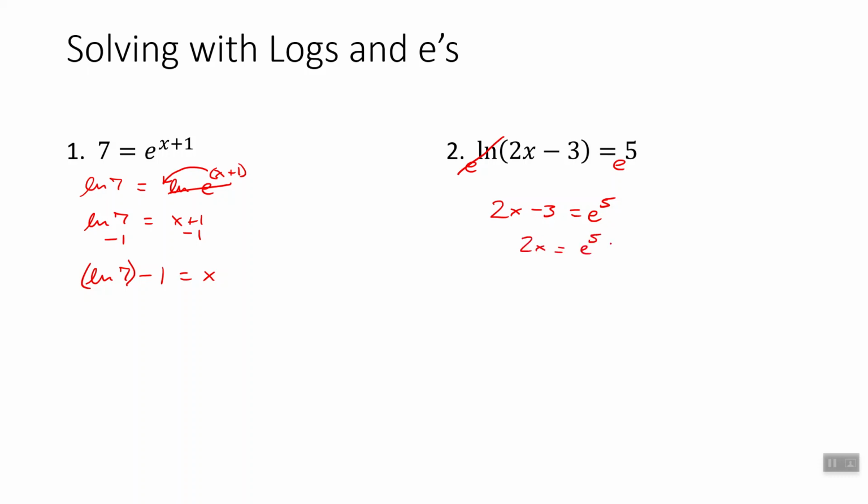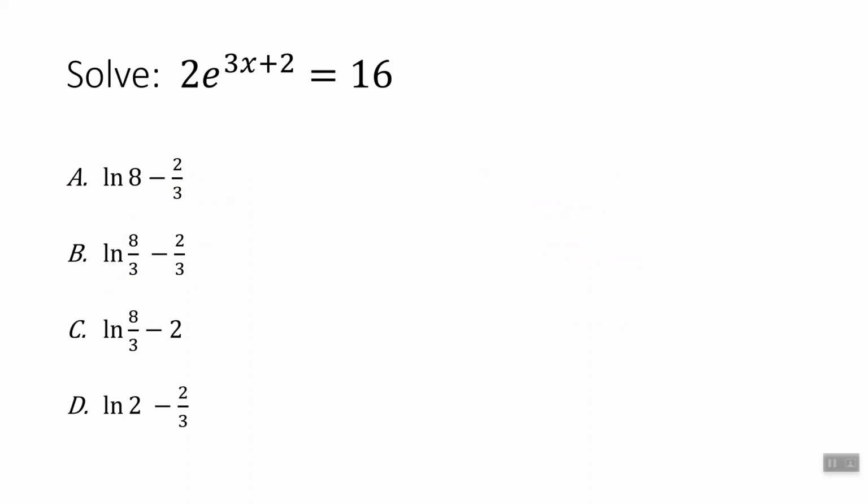So 2x equals e to the fifth plus 3. And then divide both sides by 2. All right, so x equals (e to the fifth plus 3) divided by 2. And that's perfectly fine to leave your answer just like that on the AP exam. You don't have to throw it in the calculator.